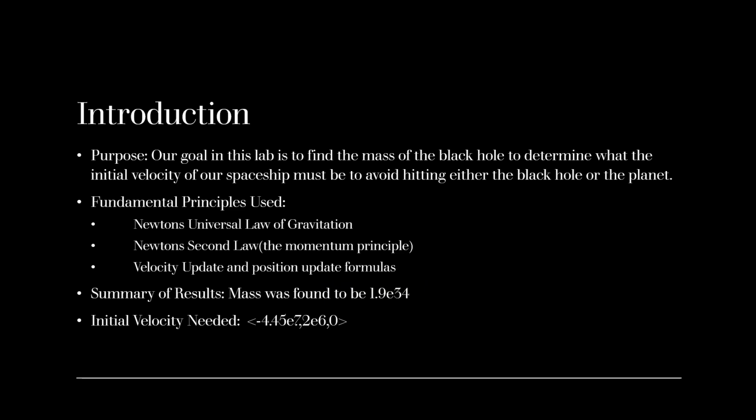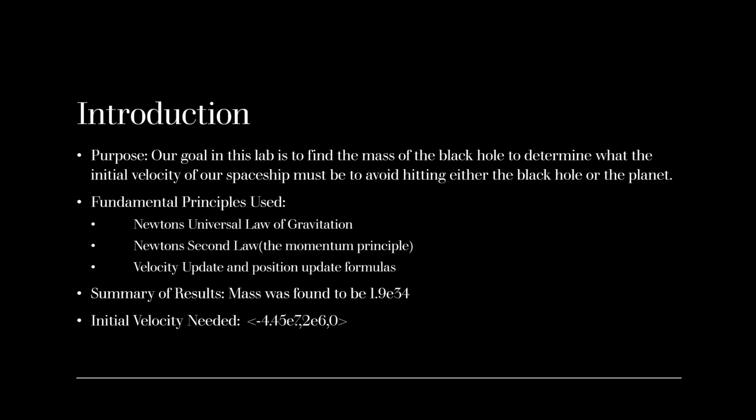So, for an introduction, the purpose of this lab was to find the mass of the black hole and then use that to determine what the initial velocity of our spaceship must be to avoid hitting either the black hole or the planet that was rotating around the black hole. Some of the fundamental principles that we're using in this lab are Newton's universal law of gravitation, Newton's second law, or the momentum principle, and then the velocity and position update formulas.